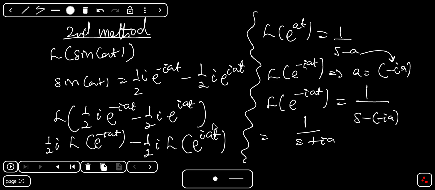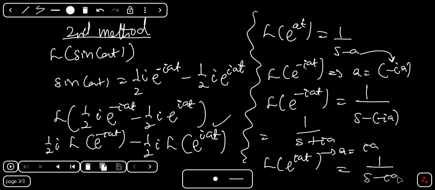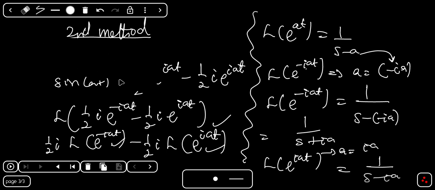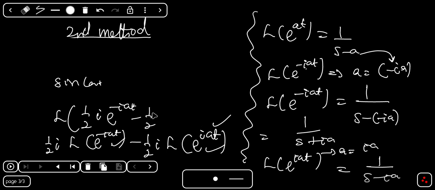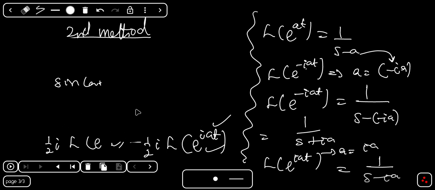Then what will be the Laplace transform of e raised to the power of iat? Here a will be equal to ia. So this will be equal to 1 over s minus ia. So guys, we have the Laplace transform of this and we have the Laplace transform of this. So this work should be easy for us to solve. Let me clean this part so that we can find the answer to the problem.